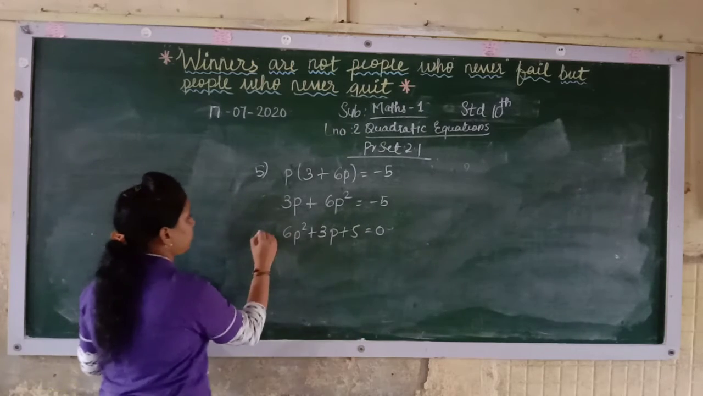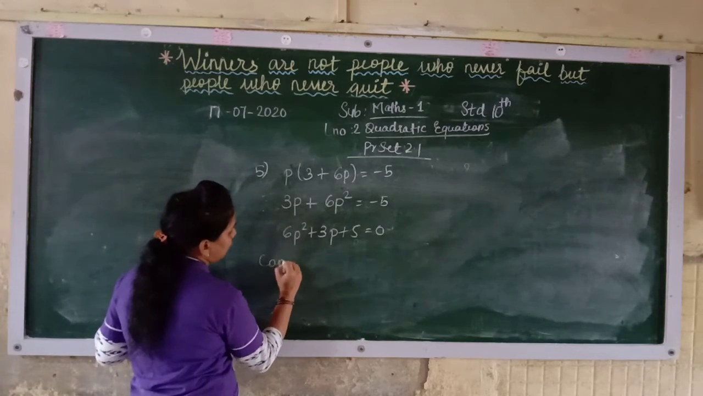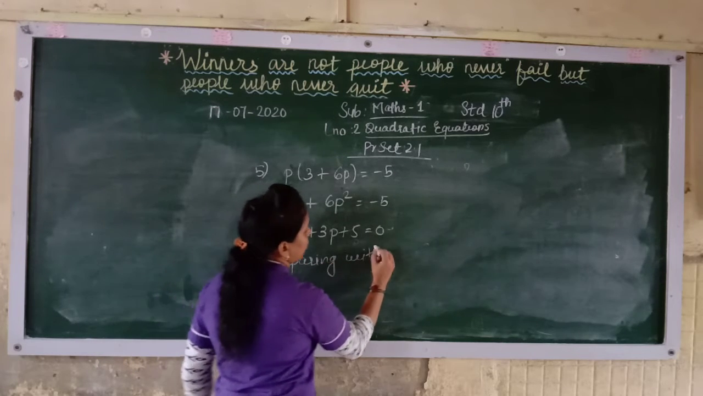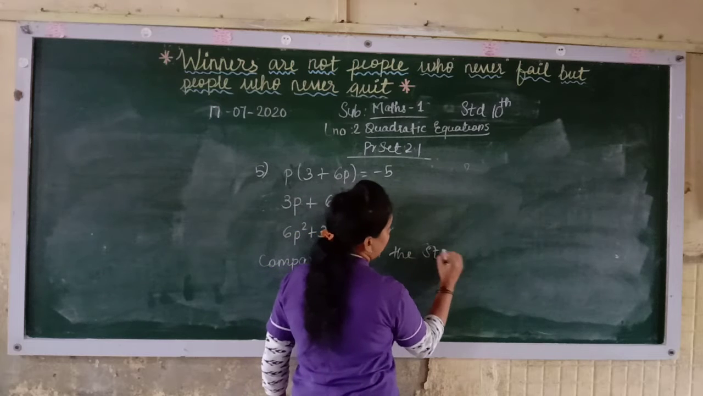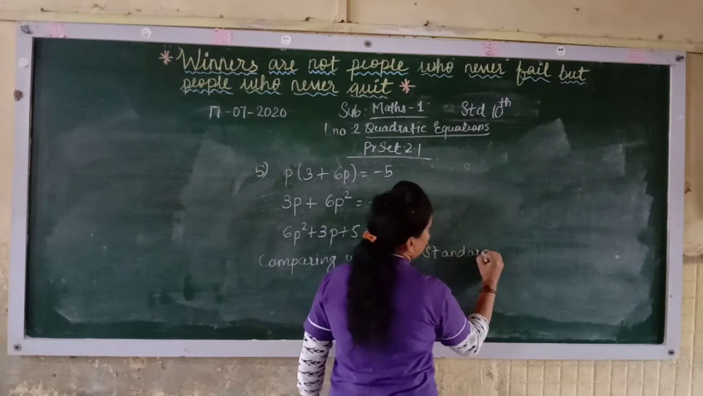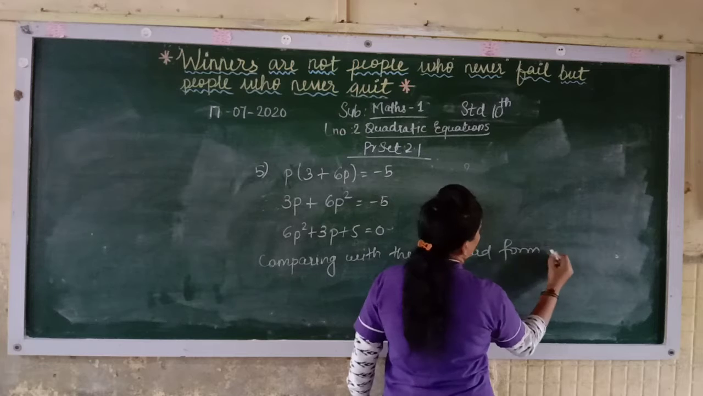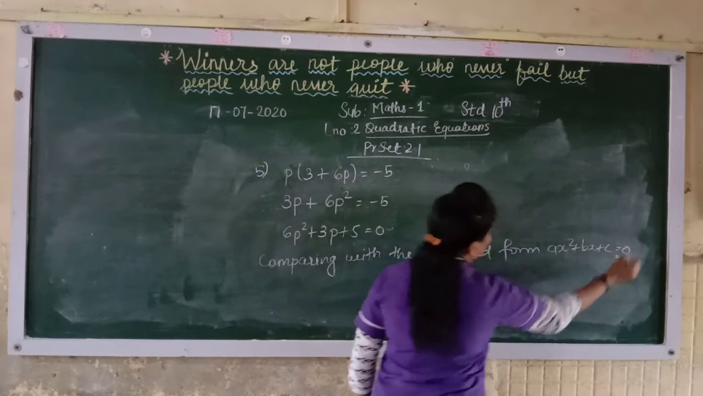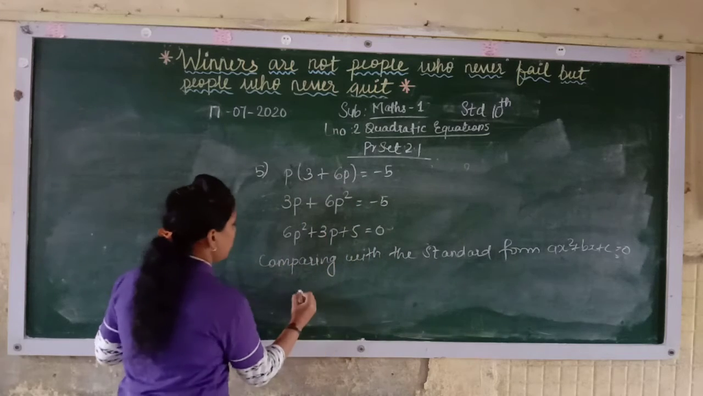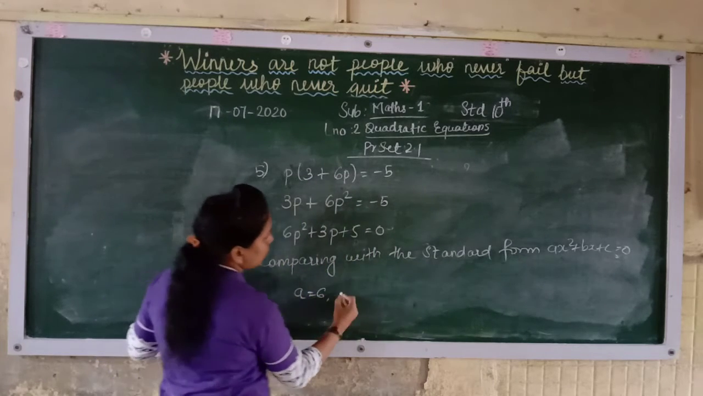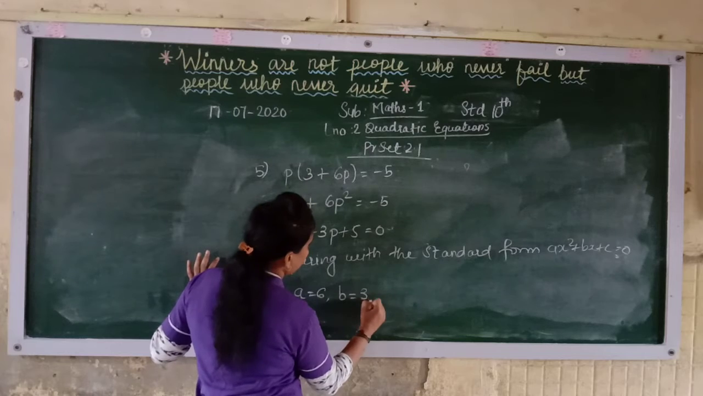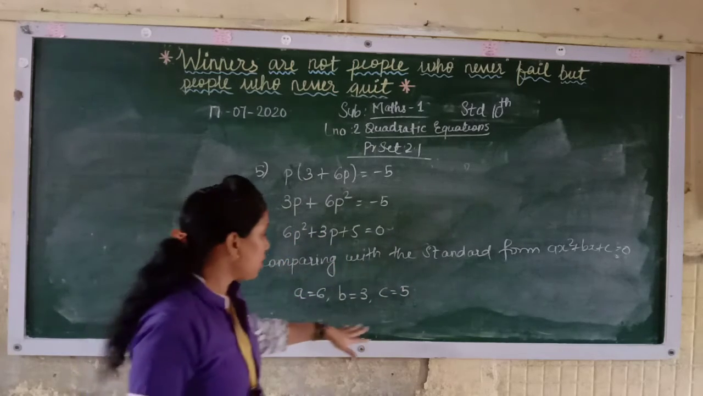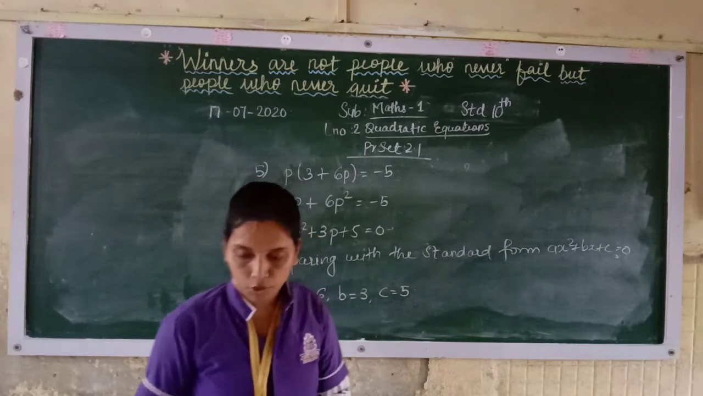Now comparing, again you will write that comparing with the standard form. Now comparing with the standard form, ax square plus bx plus c is equal to 0. Now comparing is easy. You will get a is equal to 6, b is equal to 3 and c is equal to 5. See here no minus sign is involved over here. So everything will become positive.